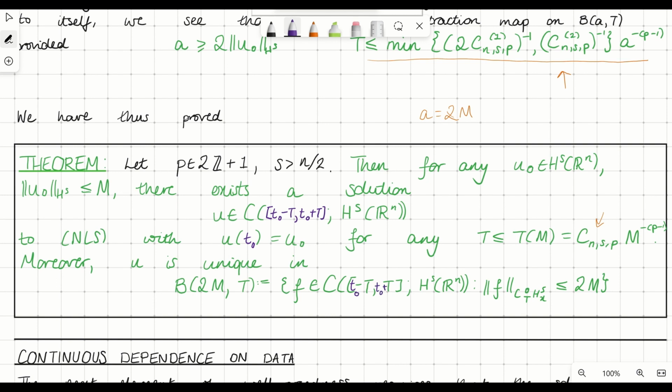And you'll have the same condition on tm, and everything just works exactly the same, shifted to time t0. So that's the local existence, we've proved it.